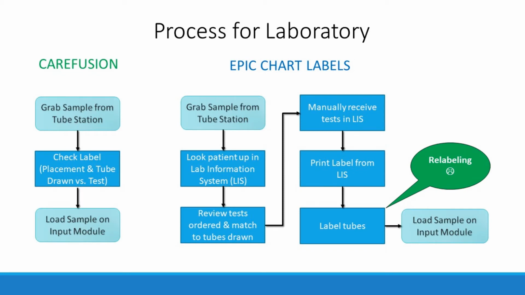Here's a little flow chart showing the difference between Transfusion and Epic chart labels. We hear sometimes, my printer isn't working or so-and-so, so an Epic chart label is used. Unfortunately, it takes quite a bit longer once the sample's down in the lab when we do receive tubes with chart labels on them. So you can see here, Transfusion, we just grab the tube from the station, we check the label, make sure CBC is on the lavender, and we load it right away on the input module. As for Epic chart labels, it's quite a bit longer, as you can see from this diagram, and we are relabeling the sample, which also always adds a chance of error.